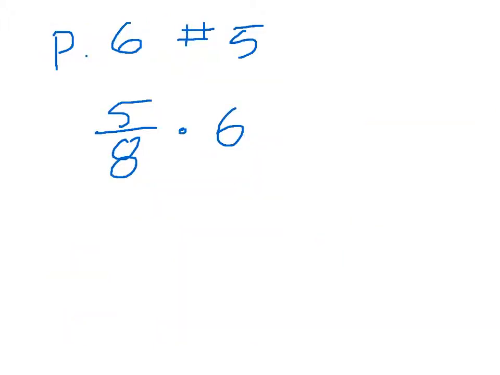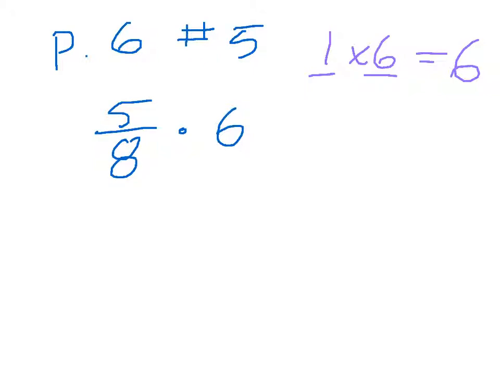All right, next problem, number 5 on page 6. This is a whole number, 6, being multiplied by 5/8. So now think, if this was 1 times 6, I want one full group of 6, the answer would be 6. But it's not, it's only 5/8. So I want a little bit more than half of 6. This answer is going to be bigger than 3, but somewhere between 3 and some fraction. It's going to be a mixed number of 3 and some fraction.